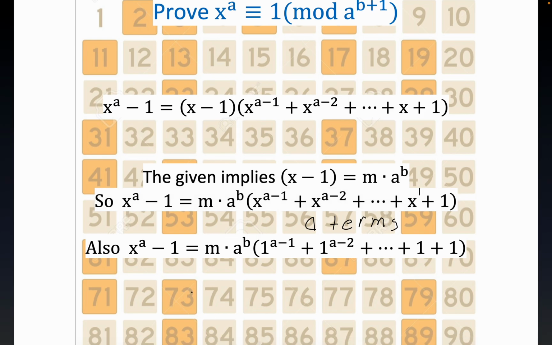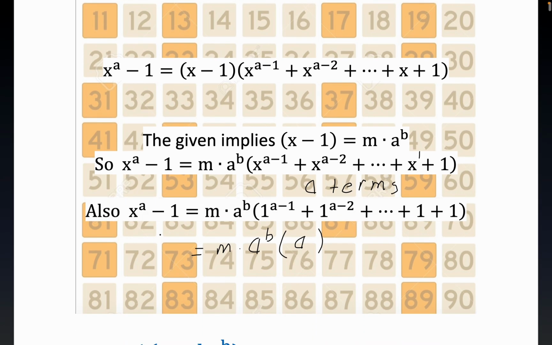So you see, we can write this now as m times a to the b, and this is a 1's in here, right? So this is times a. So folks, you see this is equivalent. We have x to the a minus 1 is equal to m times a to the b times a, but that is equal to m times a to the b plus 1, right? Isn't that cool?